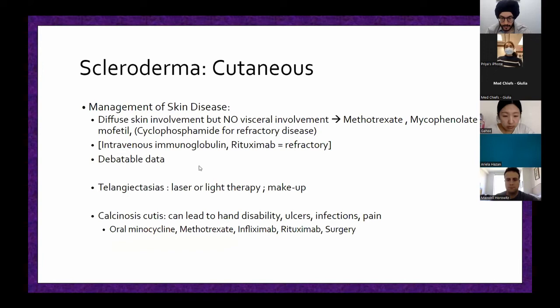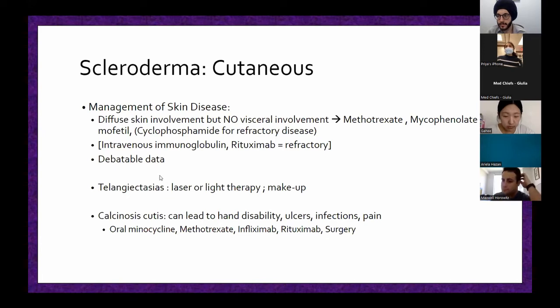There's a lot of debatable data out there in terms of skin disease. A lot is from the dermatology world, which is really good. We like to get our derm colleagues involved early on. So we've tried IVIG, we've tried rituximab for refractory cases. Topicals also can be very helpful, for example, tacrolimus and topical corticosteroids. There's new data on like JAK inhibitors.